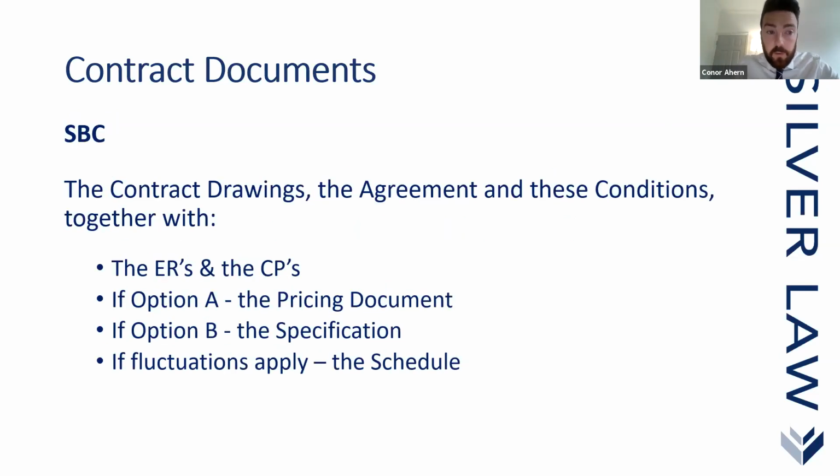In regards to this, similarly in the standard building contract, the contract documents are the contract drawings, the agreement and these conditions, together with the ERs and the CPs, employer's requirements and the contractor's proposals. And if it's option A, you'll have a pricing document, or if it's option B, you'll have a specification, basically where the spec and drawings are provided to the contractor, and he's got to provide a price on that basis. If fluctuations apply, then you'll also have the schedule that incorporates the fluctuations. But in reality, very few contracts these days have the fluctuation provisions retained within the contract.